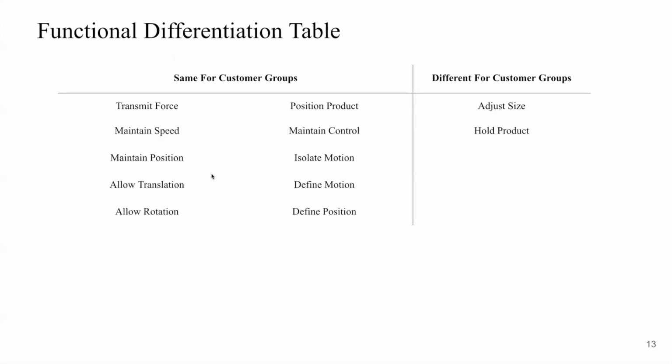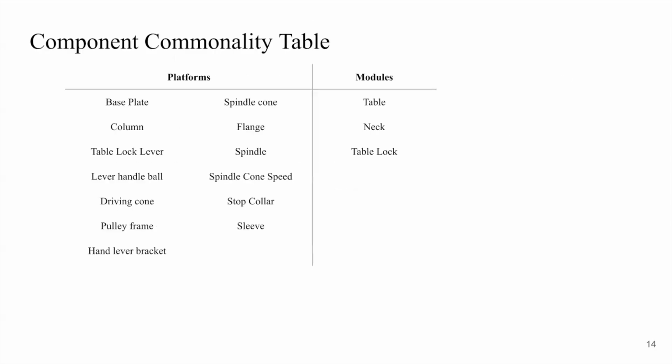The functional differentiation table is based on the FAST diagram branches shown in the slides before. The functions that differ between the customer groups are just size and hold product. The component commonality table references the function component mapping matrix shown before, and the modules that change are the table, neck, and table lock.